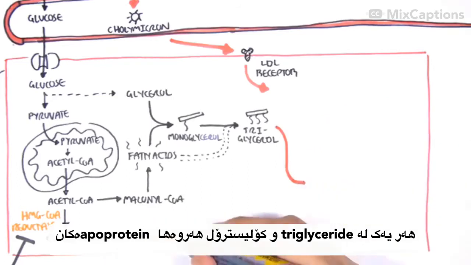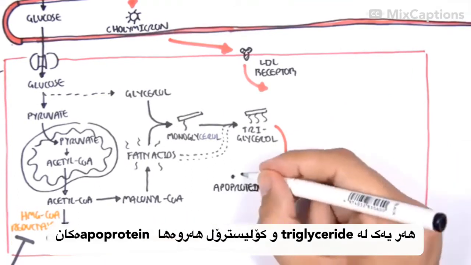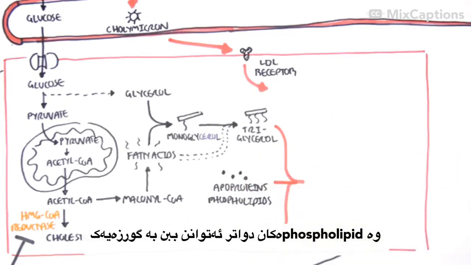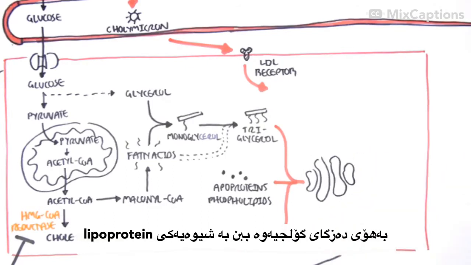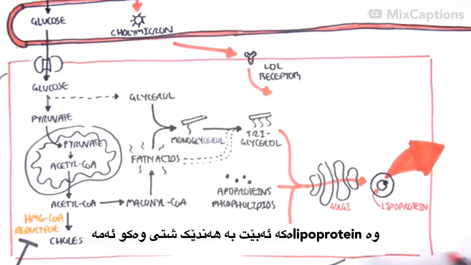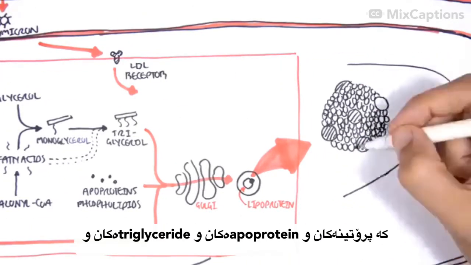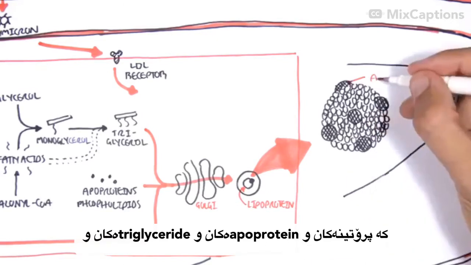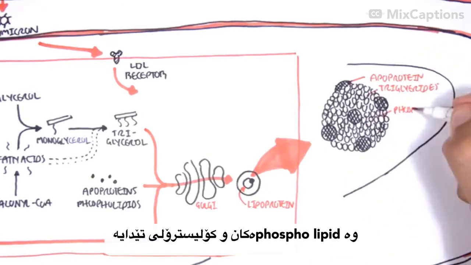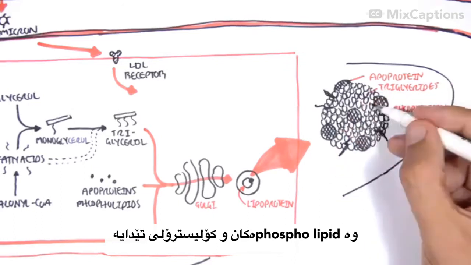The triglyceride, cholesterol, as well as apoproteins and phospholipids, can then get packaged up through the Golgi apparatus to form a lipoprotein. So lipoproteins can look something like this. It contains proteins, the apoproteins, triglycerides, phospholipids, and cholesterol.